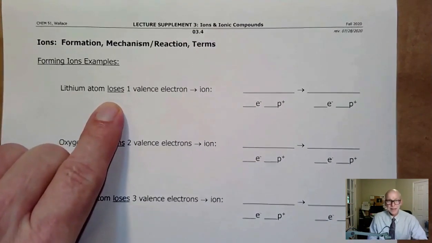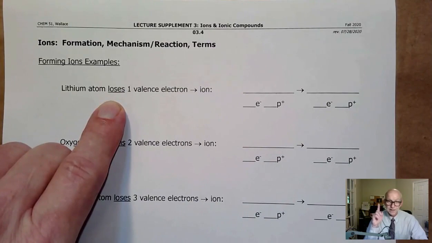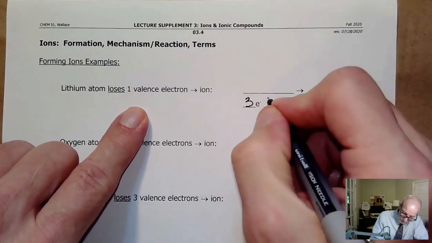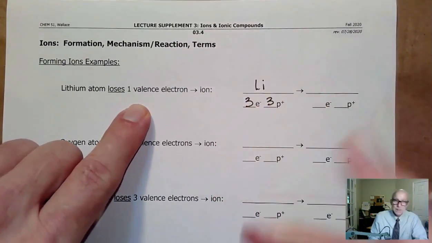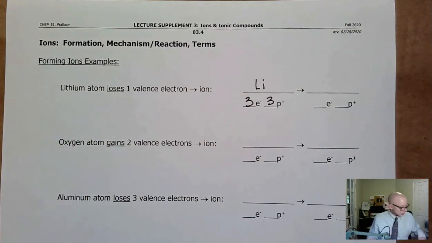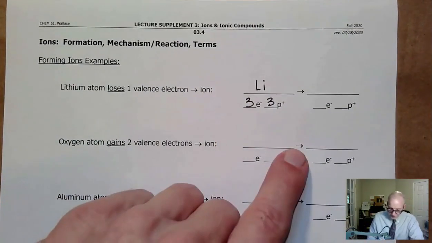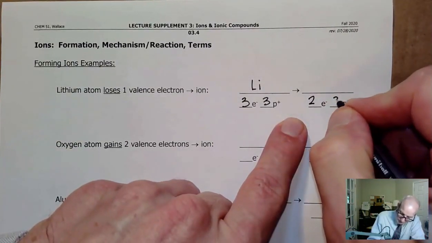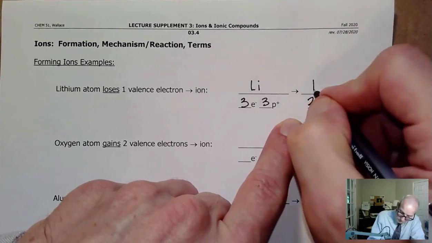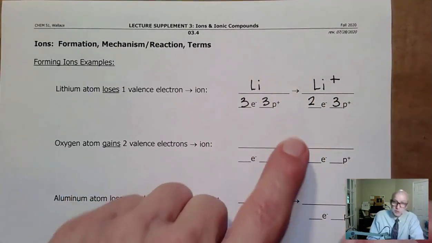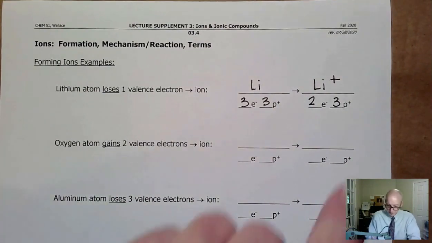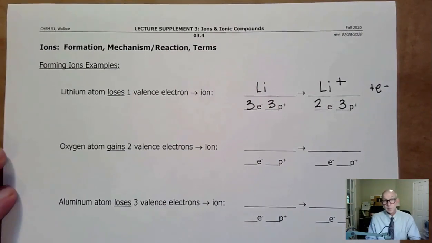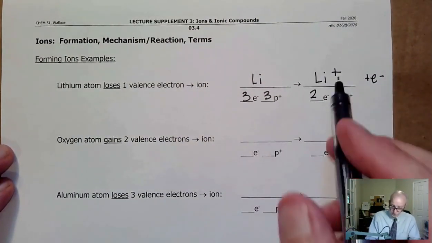I've got a lithium atom, and I want to imagine it's losing one valence electron. So lithium is atomic number 3. There's lithium: 3 electrons, 3 protons. Now over here, it's going to lose one of those electrons. So I'm going to go 2 electrons, 3 protons, lithium, and there's my charge. If you lost one of those electrons, and I'll just put the electron over there, so there's forming a lithium ion. It loses 1 electron. That's what we get.